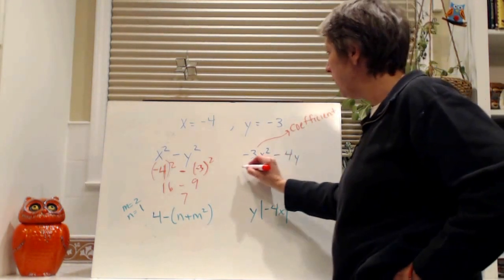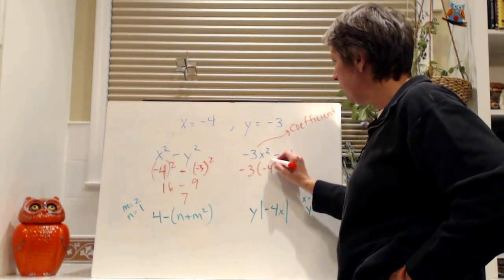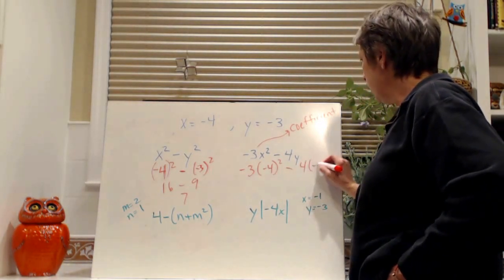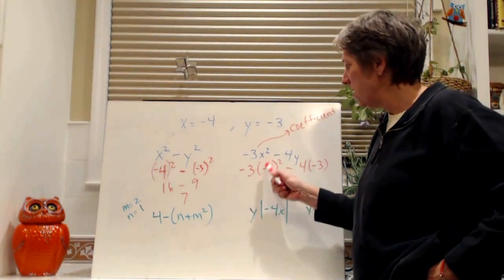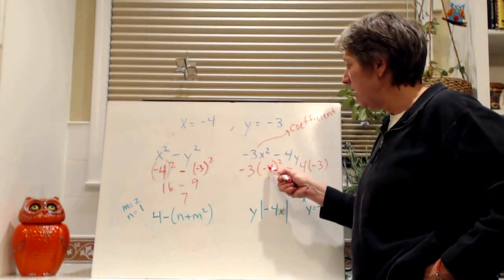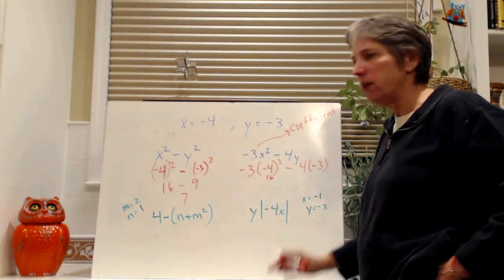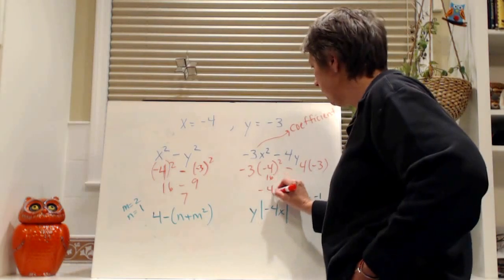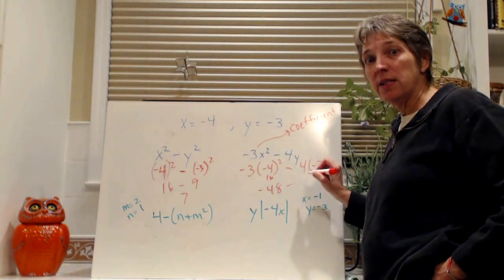All right, so we're going to replace the x with -4: -3 times -4 squared, minus 4 times -3. We evaluate; order of operations tells us -4 squared is 16. You can do this. And -3 times 16 is -48. Minus 4 times -3 is -12.